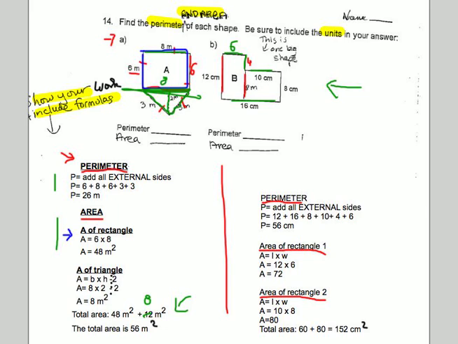Now I can do the perimeter, and I add up all the sides, so I'm going to add up 12 plus 16 plus 8 plus 10 plus 4 plus 6. So the perimeter is 56 centimeters.